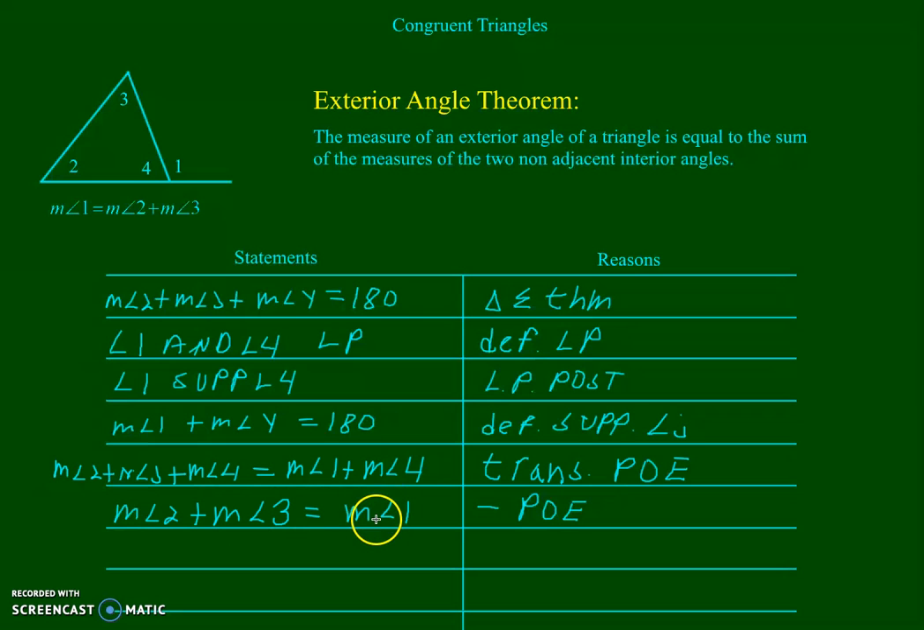We said the measure of angle 1 equals the measure of angle 2 plus the measure of angle 3. If you wanted to be puristic about it, we could swap sides with these two using the symmetric property of equality, but it's really not necessary. You can see the nature of our proof here. We've shown that the exterior angle equals the sum of the two non-adjacent interior angles.